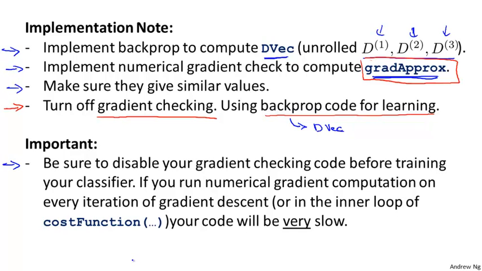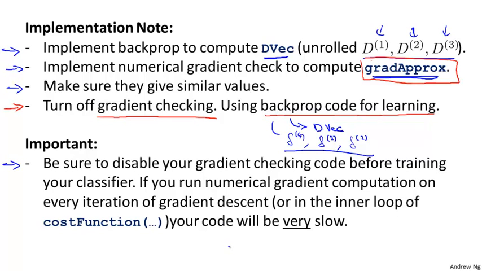Concretely, if you were to run numerical gradient checking on every single iteration of gradient descent, or if it were in the inner loop of your cost function, then your code would be very slow because the numerical gradient checking code is much slower than the backpropagation method, where you remember we were computing delta 4, delta 3, delta 2, and so on. That was the backpropagation algorithm. That is a much faster way to compute derivatives than gradient checking. So once you verify the implementation of backpropagation is correct, make sure you turn off or disable your gradient checking code while you're training your algorithm, or else your code could run very slowly.